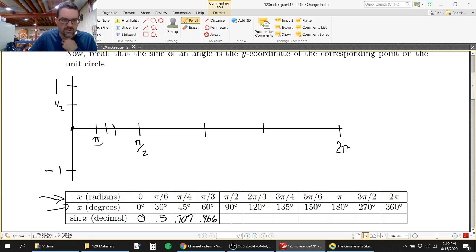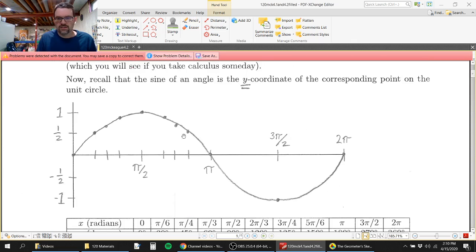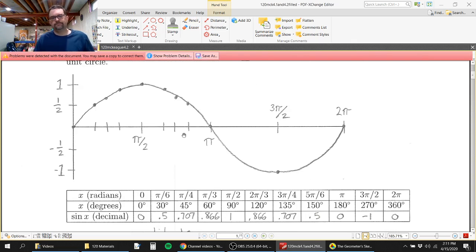Here, for example, is pi over 6, pi over 4, pi over 3. They're all right in there. So we would have pi over 6 and 1/2 on our graph, pi over 4 and 0.7, pi over 3, 0.866, pi over 2, 90 degrees, we get a 1. And you could start to see some shape here if you were to play connect the dots. So as you go through, we would just fill out the rest of these values, plot the rest of the points, connect the dots, and you get a picture that looks like this guy right here.